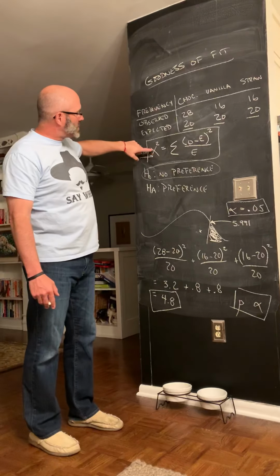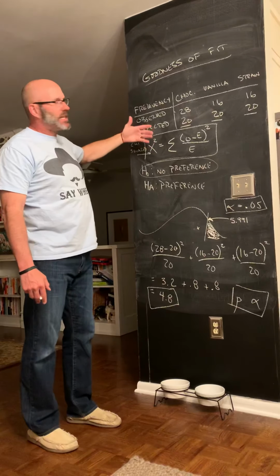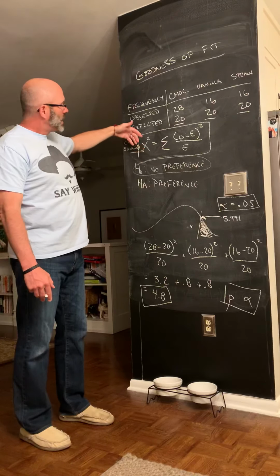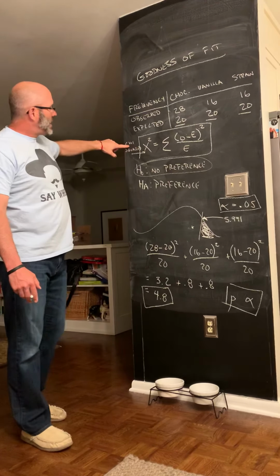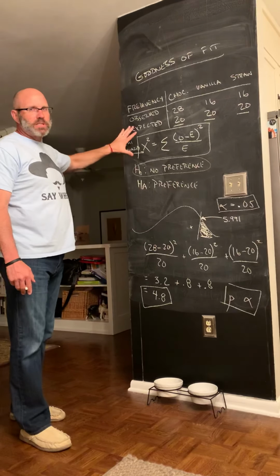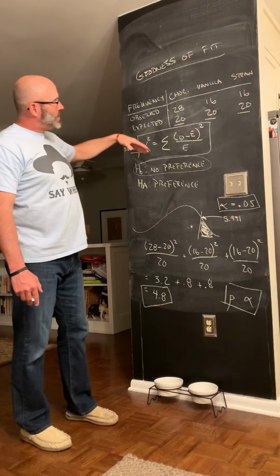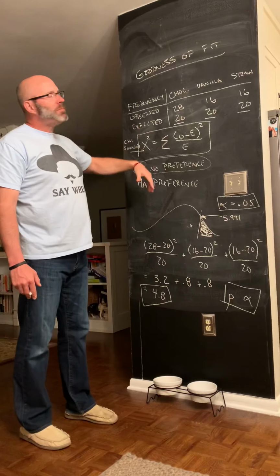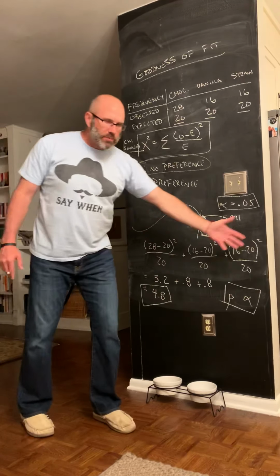This symbol, this is an X. It's not really an X. It's a Greek symbol, but it's an X with a little 2, and it's pronounced chi squared. That's C-H-I, but it's pronounced chi squared. And this symbol means add things up. And down here, I did all the math for us.